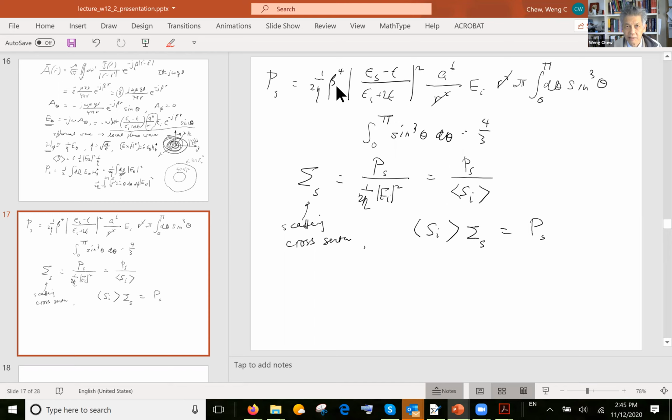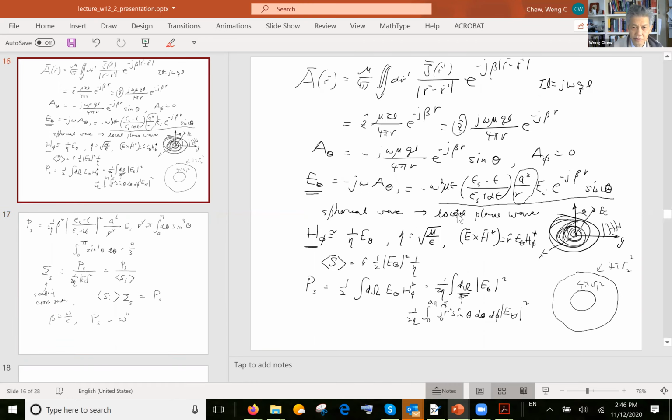What does that mean? That means that the power scattering cross section is proportional to frequency to the 4th power. If you think of beta as being proportional to omega, it says that P_S is proportional to omega to the power of 4. The reason it's proportional to the power of 4 is because the scattered field is proportional to the power of 2. If you look at the scattered field from this Hertzian dipole scatterer, it is proportional to omega squared.